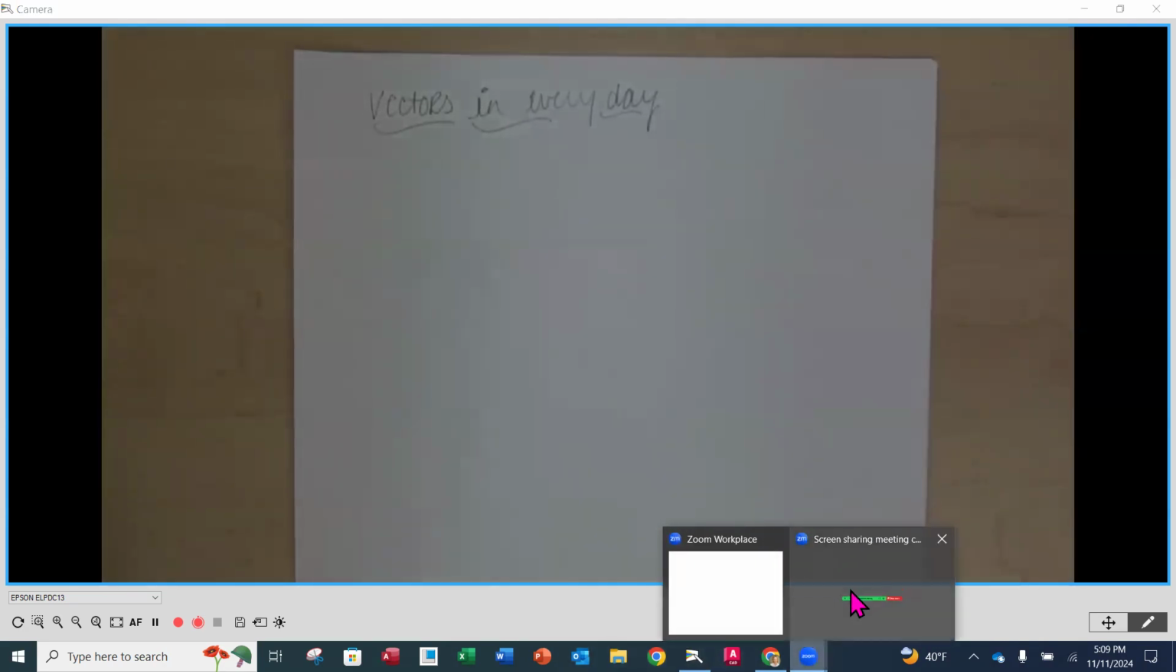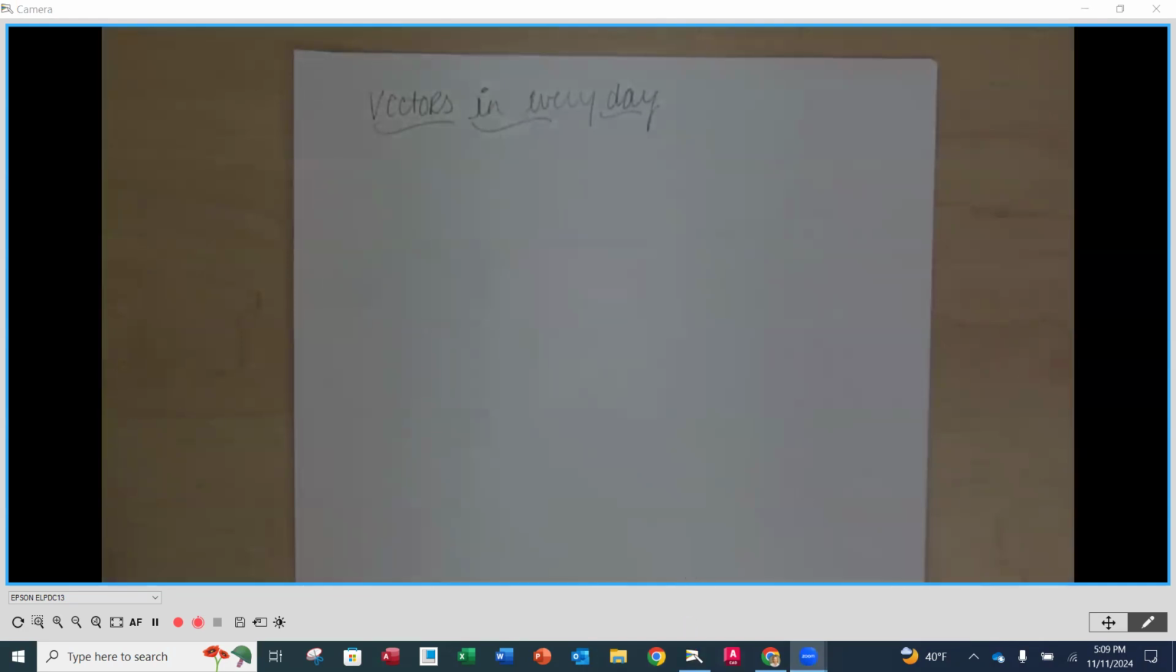And I'll get our chat out. So I'll give you a little bit more time to write down things that you encounter during the day, like everyday life, that are vector quantities. You need two things to fully define them: magnitude and direction.